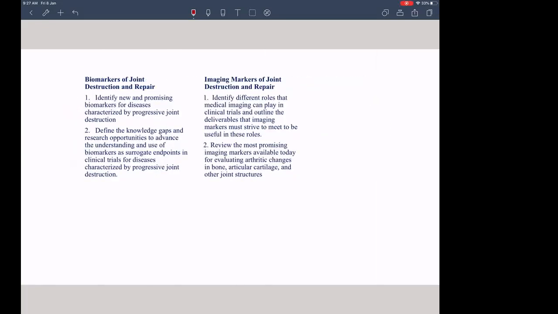Here is an example. Biomarkers of joint destruction and repair: identify new and promising biomarkers for diseases characterized by progressive joint destruction. Then imaging markers: identify different roles that medical imaging can play in clinical trials, and outline the deliverables that imaging markers must strive to meet. Well, one can always look at the medical records.